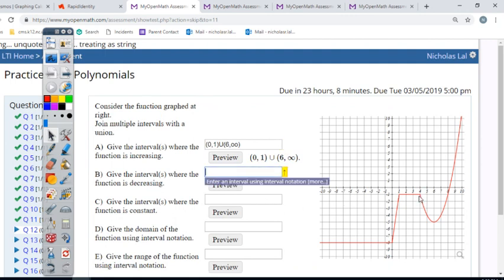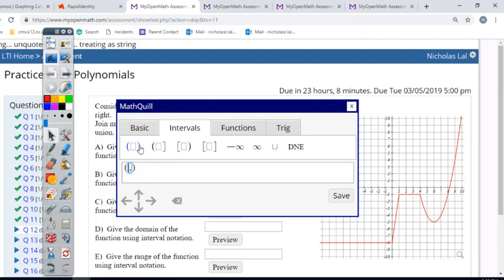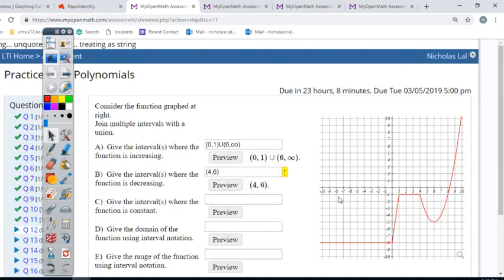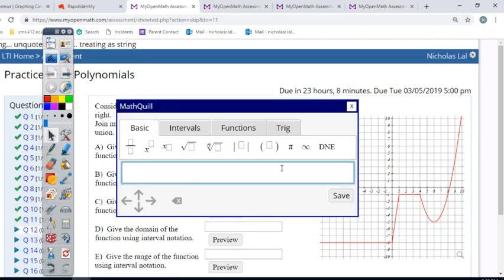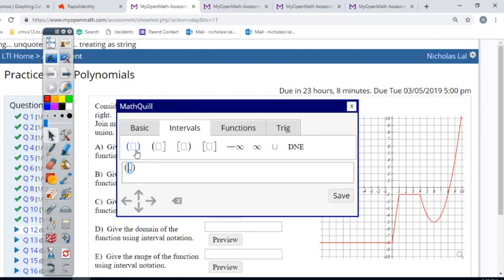Decreasing, the only time we're decreasing, look at my cursor, is from 4 to 6. So we're only decreasing from intervals 4 to 6. Never include the inflection points on increasing, decreasing, constant intervals because at inflection points you're neither increasing or decreasing. You're at a special inflection point. Function is constant from negative infinity to 0 and from 1 to 4. So we are constant from negative infinity to 0, union, and from 1 to 4.